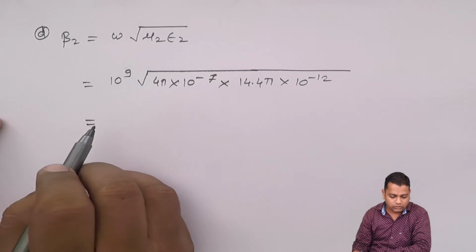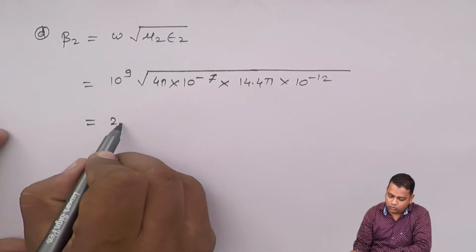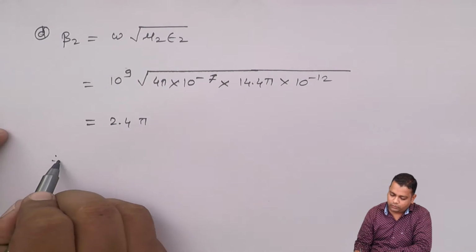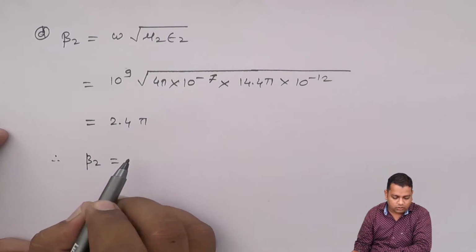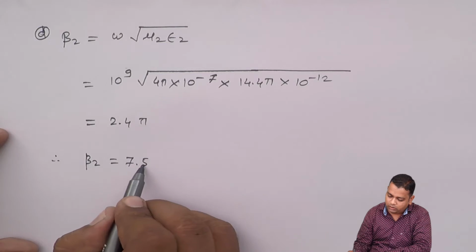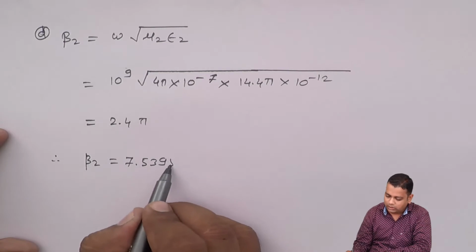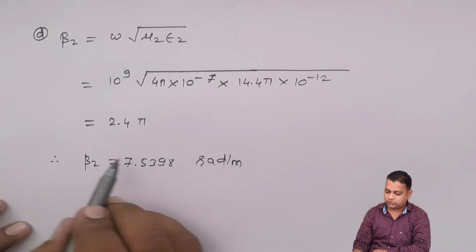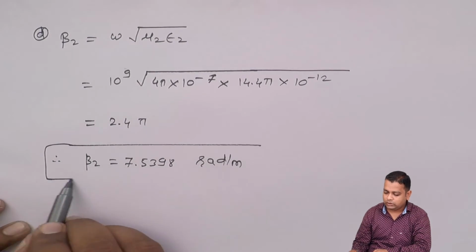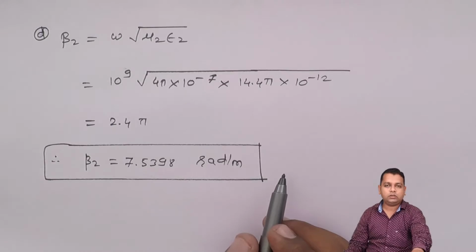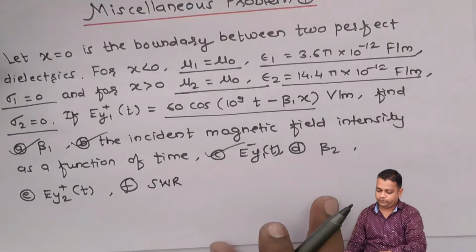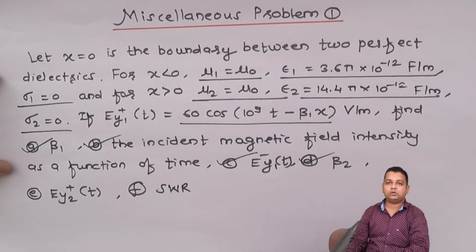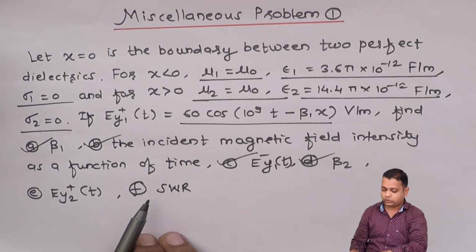So we have all the values. This shall result in 2.4 pi. Therefore, we can mention beta 2 as 7.5398. As per SI units, this should be in radians per meter. So I outline this result for part D. So part D is also covered. We require only two parts to be solved.